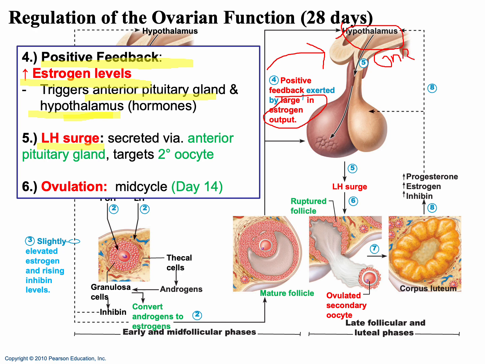gonadotropin releasing hormone is produced. And that, of course, goes down to the anterior lobe of the pituitary gland, where the LH is produced. And hence, at this point, you'll have a lot of LH produced. And this is known as the LH surge.